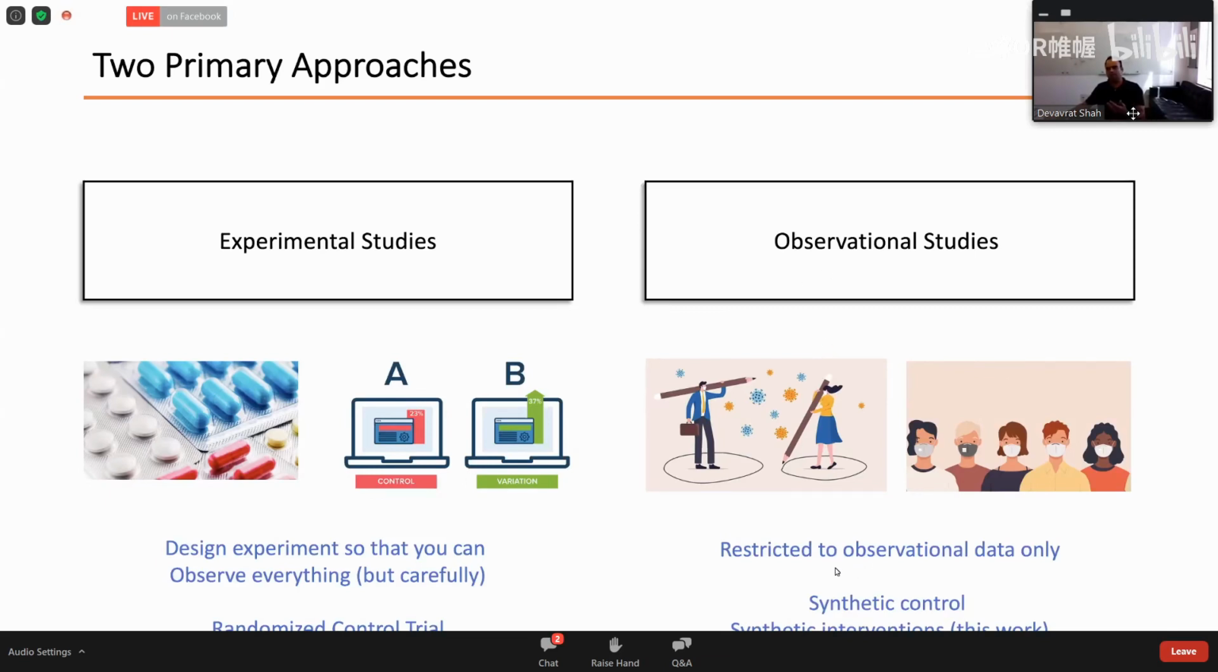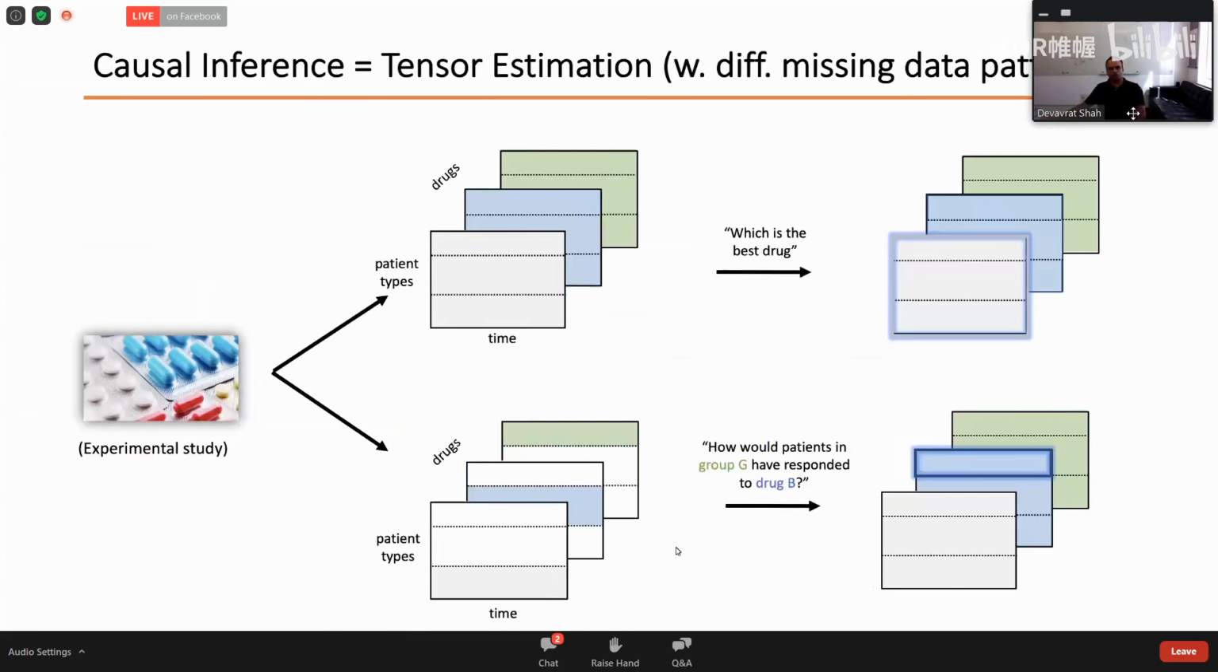There are many terrific approaches out there for close to half a century, if not more. And one of the prominent methods in this context is synthetic control, which in a sense is what led us to think about synthetic intervention. So as I go through the remainder of the talk, I'll briefly introduce synthetic control as we go. All right, so let's go back again to a tensor representation.